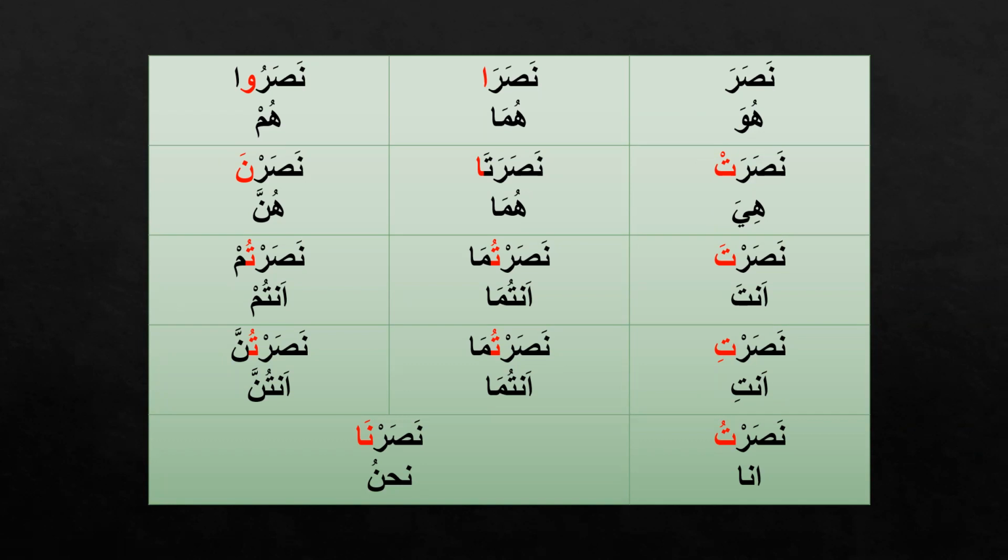And now we are also learning here how a pronoun can be a fail. We have learned the charts for damair, the rafa damir, the detached pronouns, and the jar and nasb damir, the attached pronouns. And now we are learning how a pronoun can be used as a fail. How a pronoun can be used as a fail. That means a damir as a fail. So let's start, inshallah.